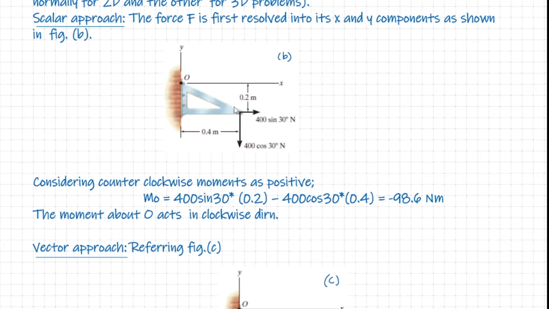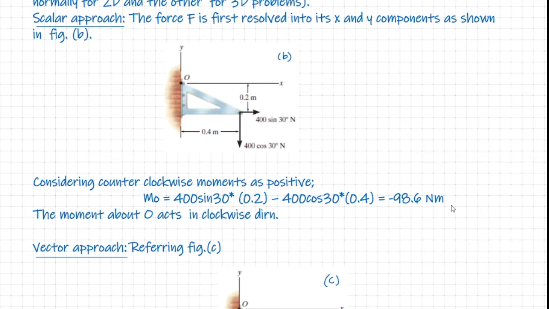Now coming to 400 cos 30, it produces a clockwise moment about the point O, right? So accordingly, this will be recorded as minus 400 cos 30 into, what's the lever arm in this case from the point O? It is 0.4 meters. So it is minus 98.6 Newton meter.